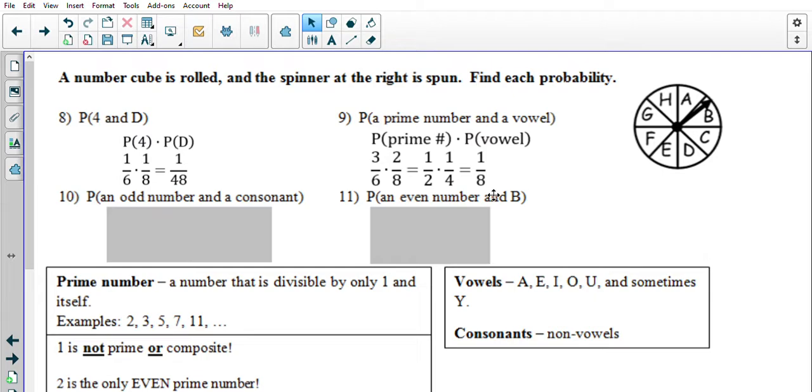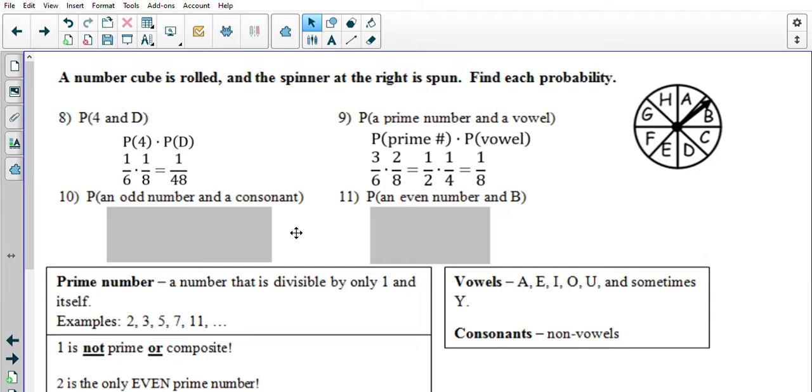So the probability of getting a vowel would be A and E, these two sections, which is 2 out of the 8 sections, or 1/4. So do 1/2 for the prime number, 2/8, which is 1/4 for the vowel, that's going to get us 1/8.